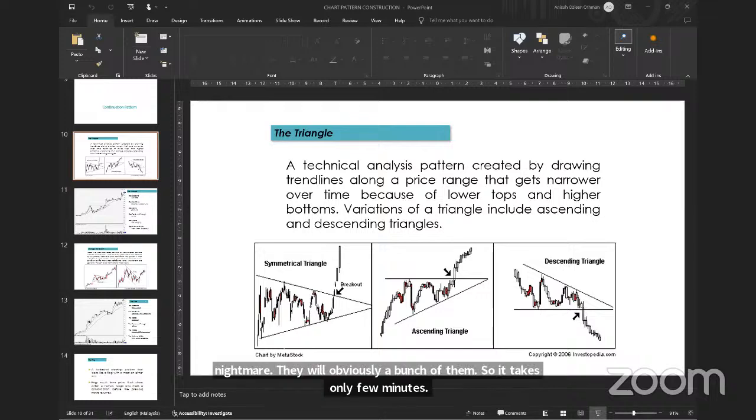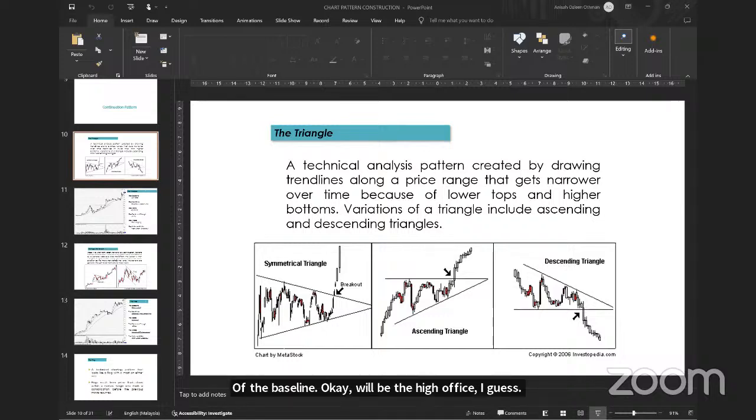So the baseline, the neckline, and the trend. This is a rising wedge. If you see a rising wedge, because it's a reversal, obviously price will fall down. So the height of the baseline will be the height of its target price. X to X.